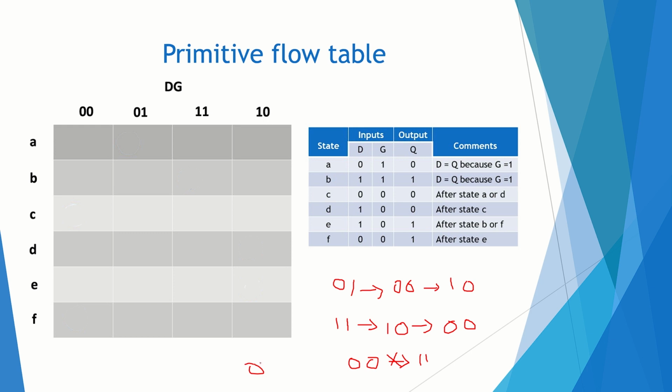Again, 0 1 to 1 1 0 1 0 is not allowed. So let us take the state A here. When at state A, when the inputs are 0 1, it remains in the same state.